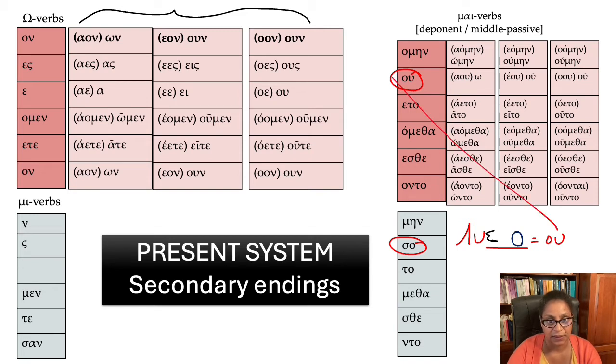So again, the endings really are main. The second person is going to be weird. The second person is actually what tells you that you're dealing with the omega versus the mi-verbs. So it's main ou if it's omega, so if it's mi, so, to, metha, sthe, and nto. Same endings. All right.